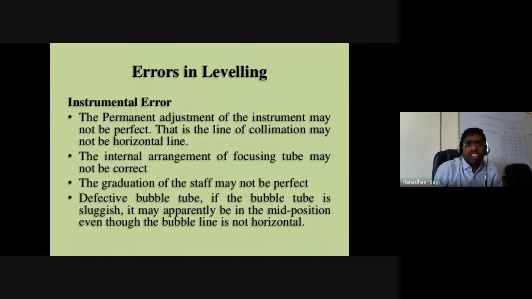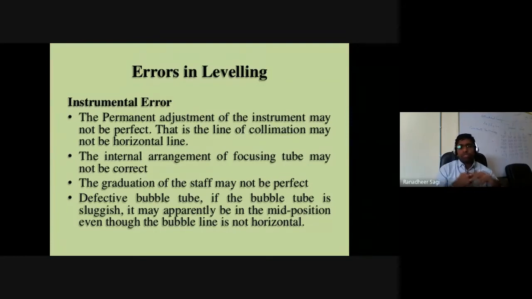What are the different instrumental errors in common? Defects because of your bubble tube. The bubble tube may not be responding properly. It could be sluggish in nature, with no proper movement in the bubble tube. Though the instrument is not exactly at the center position, if your bubble tube is still showing the center, it means the bubble tube is not proper, and automatically the leveling you are achieving is not proper.